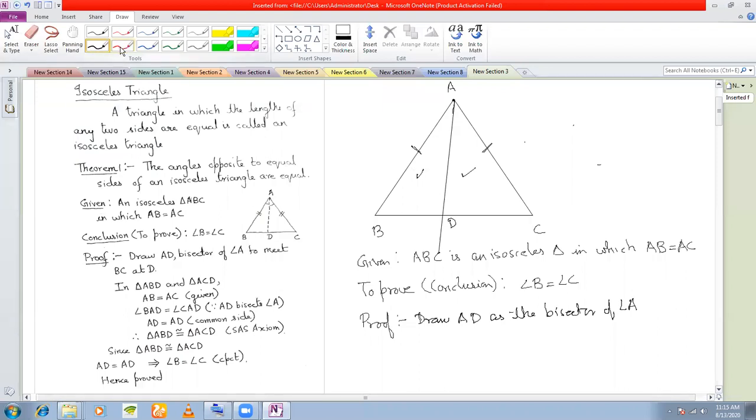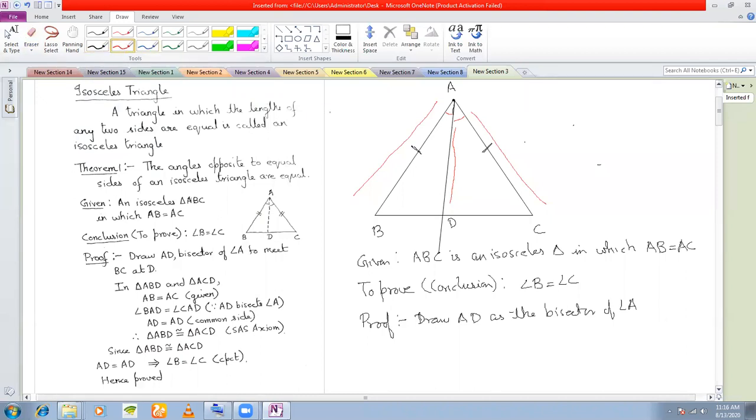Now see, how do I proceed to show that the two triangles are congruent? First I'll show you here and then I will write. See, I have drawn this AD to be the bisector, therefore this angle must be equal to this angle. That much is clear. This side is already given to be equal to this side in the two triangles. And you see that this AD, this side, is a common side between the two triangles. So therefore, by what axiom can I say that the two triangles are congruent?